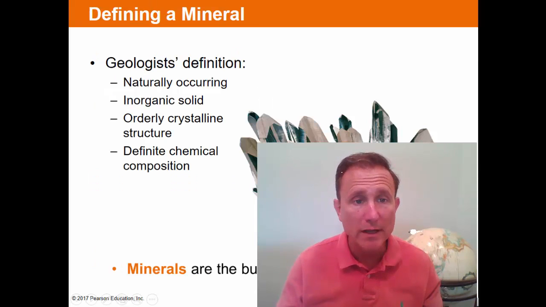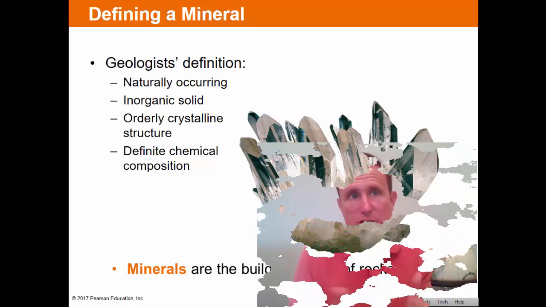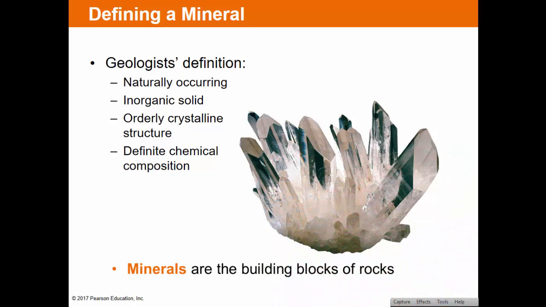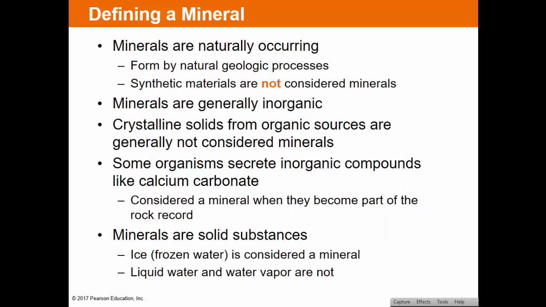In terms of matter and minerals, a geologist's definition of a mineral is that it's naturally occurring. It's an inorganic solid. It's got an orderly crystalline structure. You can see the crystals in this illustration, and it has a definite, very specific chemical composition. Minerals are the building blocks of rocks. Rocks are essentially made up of a conglomerate of different minerals, sometimes just one, but typically more than one mineral all stuck together. That makes a rock. So minerals are naturally occurring, formed by natural geologic processes.